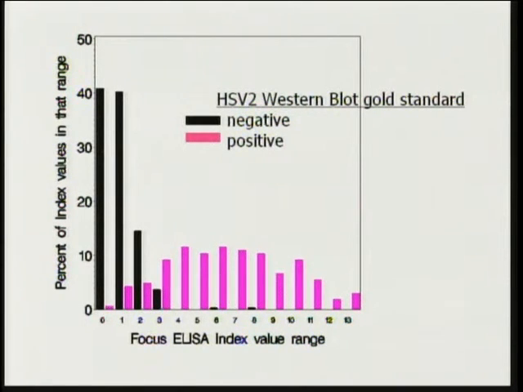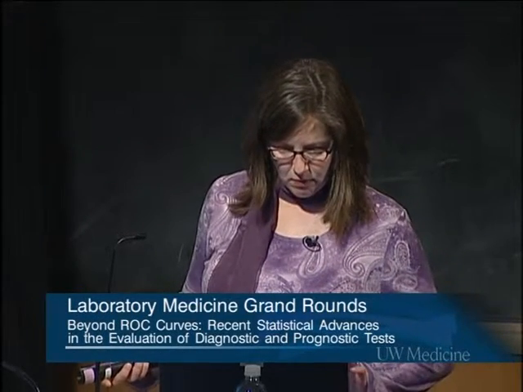So we have an assessment of a continuous marker, which is the Focus ELISA value, versus the Western blot gold standard, which is a yes or no answer. You can see the distribution in the pink bars of the Focus result among people who are HSV2 seropositive by the gold standard, and in the black bars, the Focus ELISA among people who are HSV2 seronegative by Western blot. The reason these are bumpy is this is real data now, no more made-up curves that we just draw. But these are, in fact, just frequency histograms. And again, let's draw some cutoffs and see how they look.